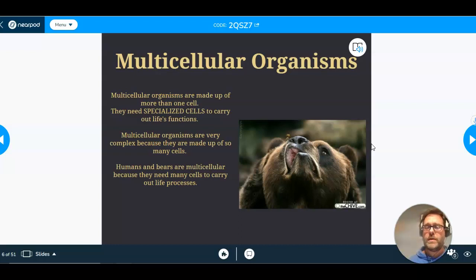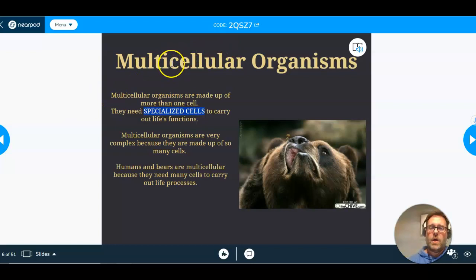It has respiratory cells. Those cells are used to take in oxygen and get rid of carbon dioxide. They're going to have muscle cells that are there to keep them warm and help them move. Bone cells to give them their shape and to protect their organs. Again, multicellular organisms need many different specialized cells in order to live. Otherwise, they are not going to be able to make it.